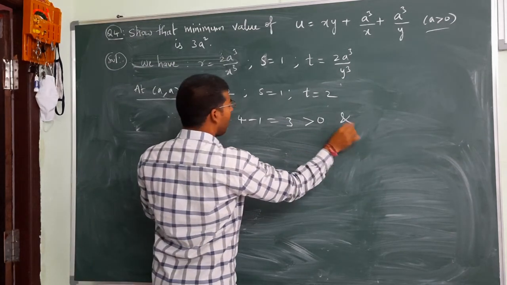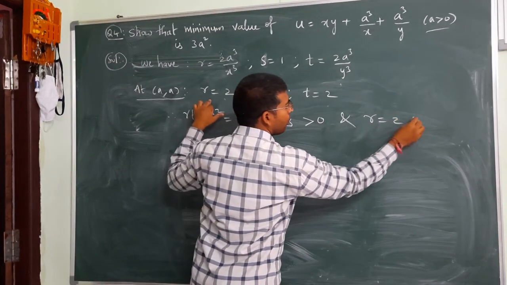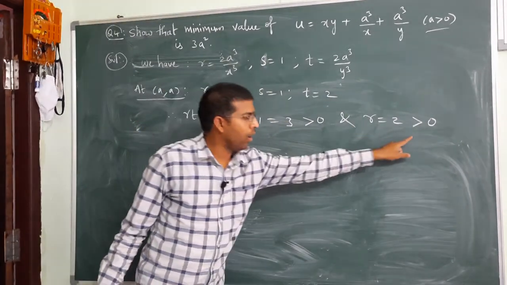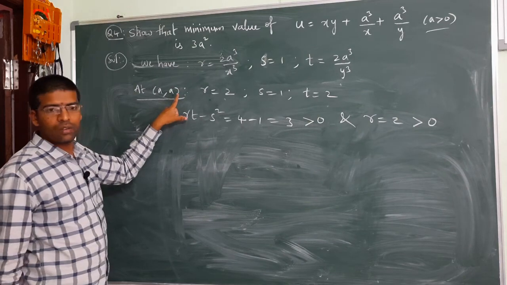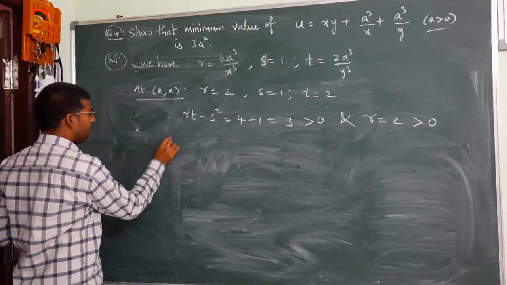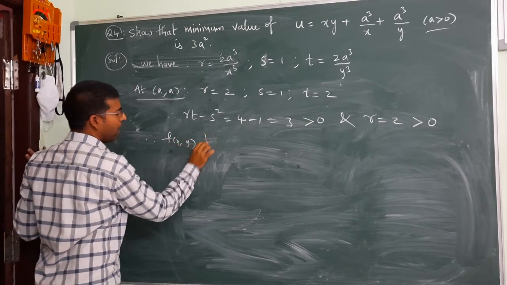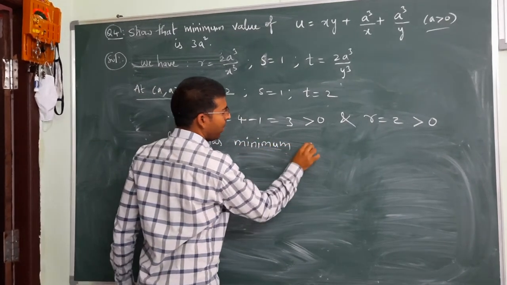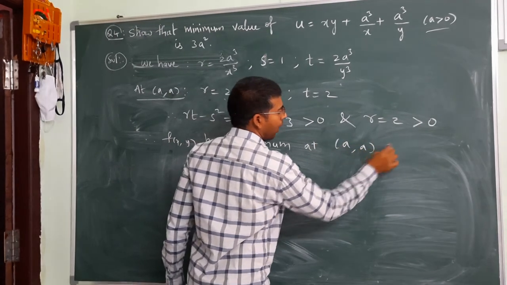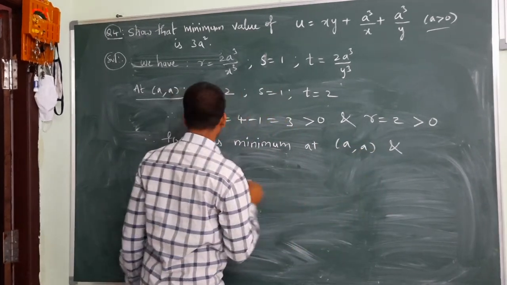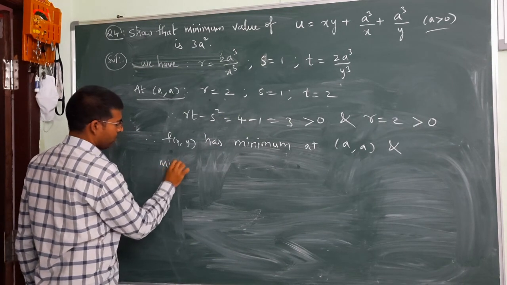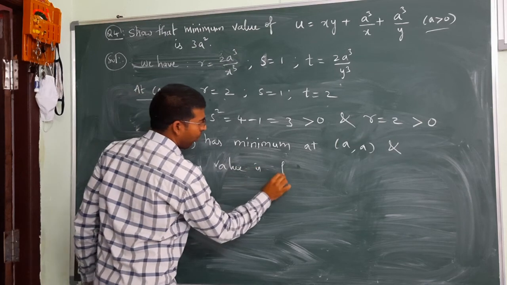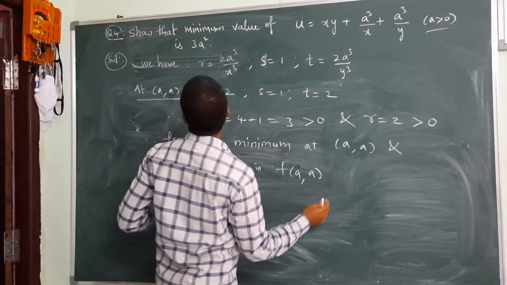And what about R value? R is also positive. Therefore RT minus s square is positive, and R is positive at a comma a. So from the working rule what can we say? Therefore f of x comma y has a minimum at a comma a, and the minimum value is what? f of a comma a. So what is the function?